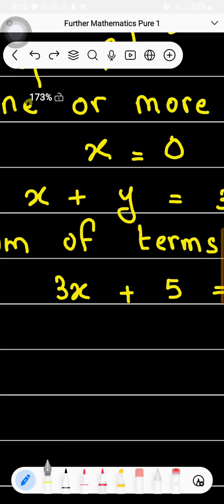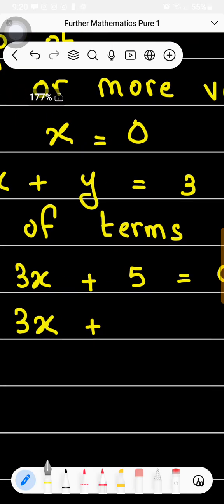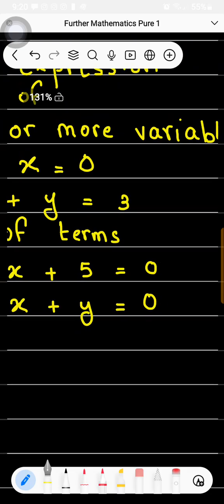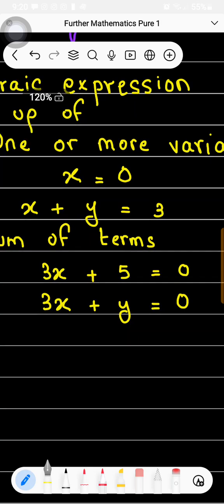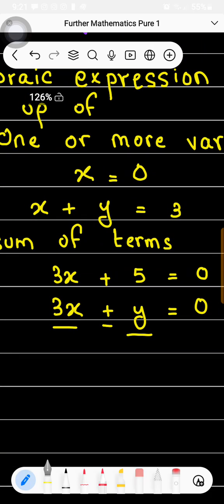Then the second example is 3x plus y equal to 0. Let's first check the first condition, one or more variables. One variable and the second variable, so it satisfies one or more variables. Then look at sum of terms. This is the first term, this is the second term, and this is a sum, so yes, it satisfies the second condition. So yes, it is also a polynomial equation.